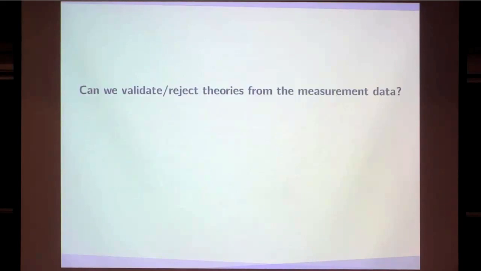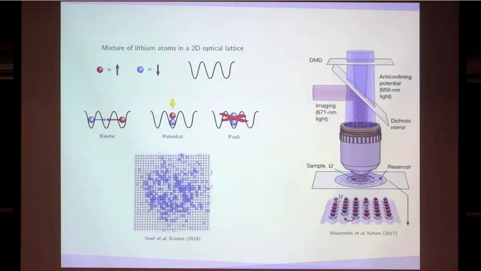Okay. So the first question is, can we validate or reject theories from measurement data? And this is related to high temperature superconductivity. So this is a bit of the physics part, and I'll just briefly describe it. And this is again a platform that allows you to probe this type of physics. Now they can't yet reach temperatures low enough to enter the superconducting state, but they're getting closer. And so the idea is that we have the electrons in these materials called cuprates. Those are crystals, and they have this high temperature superconductivity. And then we want to do something which mimics this physics.